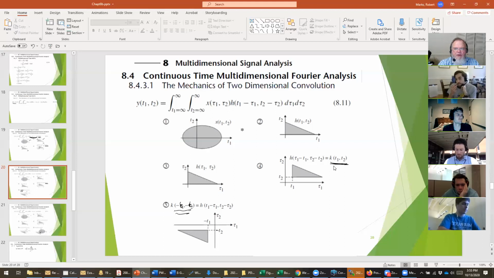So from getting from here to here, I just like to think of the k of t1, t2, and I understand this transposition. But the way that it goes, if we let the h's tag along, this is equivalent to taking the arguments of this h function and multiplying by -1. So this is in fact the h of t1 minus tau 1, t2 minus tau 2.